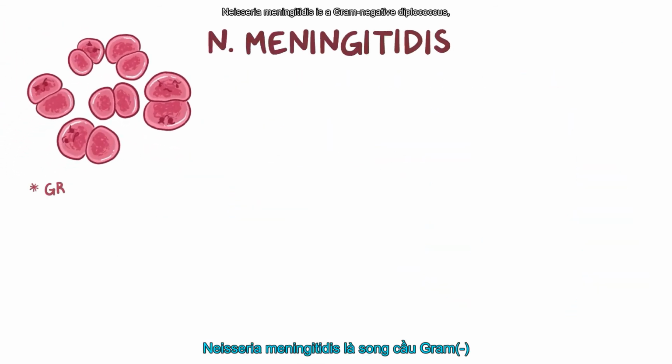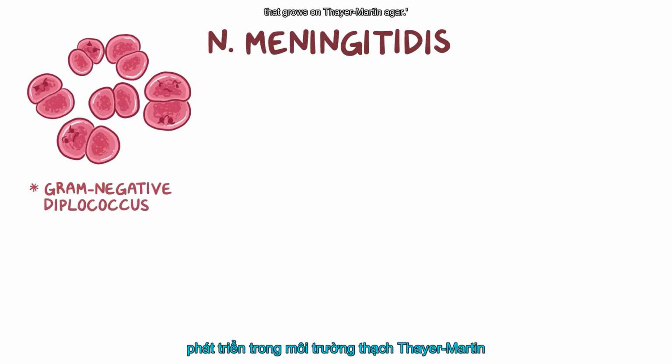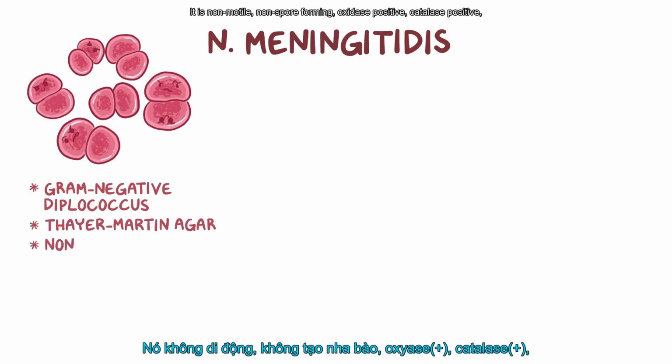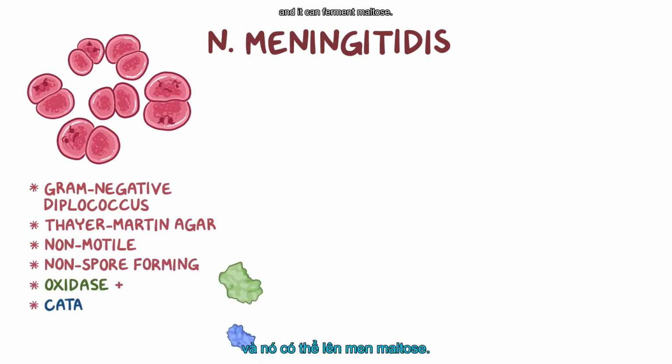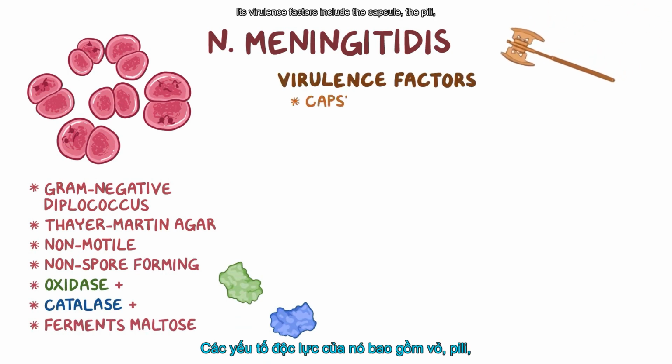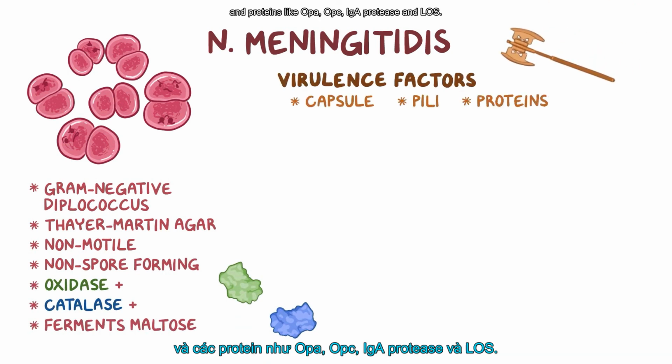Alright, as a quick recap. Neisseria meningitidis is a gram-negative diplococcus that grows on Thayer-Martin agar. It is non-motile, non-spore-forming, oxidase-positive, catalase-positive, and it can ferment maltose. Its virulence factors include the capsule, the pili, and proteins like OPA, OPC, IgA protease, and LOS.